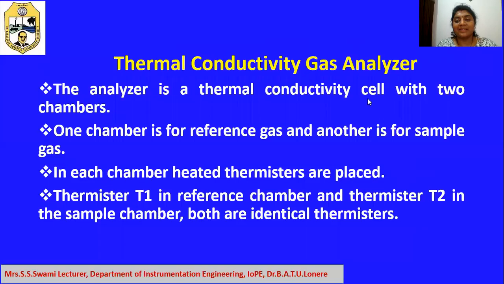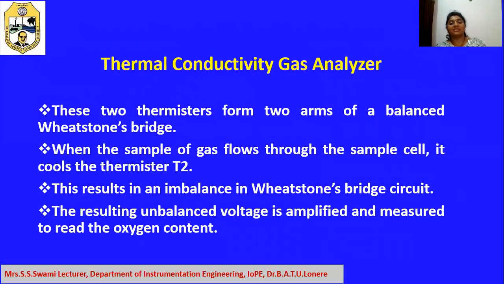The analyzer is a thermal conductivity cell with two chambers. One chamber is for reference gas and another for sample gas. In each chamber, heated thermistors are placed. Thermistor T1 is in the reference chamber and thermistor T2 is in the sample chamber. Both are identical thermistors. These two thermistors form two arms of a balanced Wheatstone's bridge. When the sample of gas flows through the sample cell, it cools the thermistor T2. This results in imbalance in the Wheatstone's bridge. The resulting unbalanced voltage is amplified and measured to read the oxygen content.